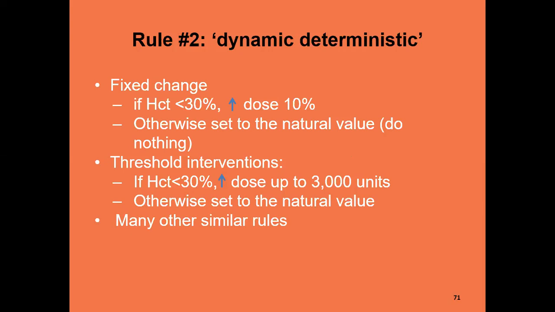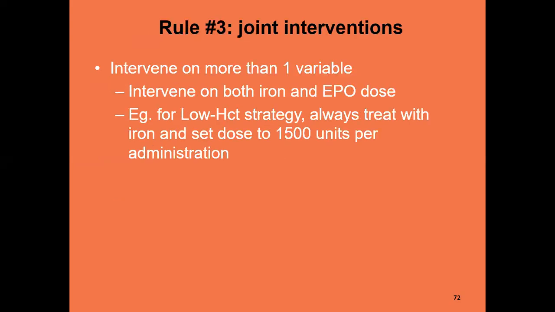So there are many other similar rules. The example I'm giving you are typical rules that have been used in published studies. And this set is joint interventions. In practice, EPO is oftentimes given together with iron treatment to correct anemia. So we can define joint interventions for both EPO and iron. For the treatment strategy we want to define, we have two components, which are EPO and iron.